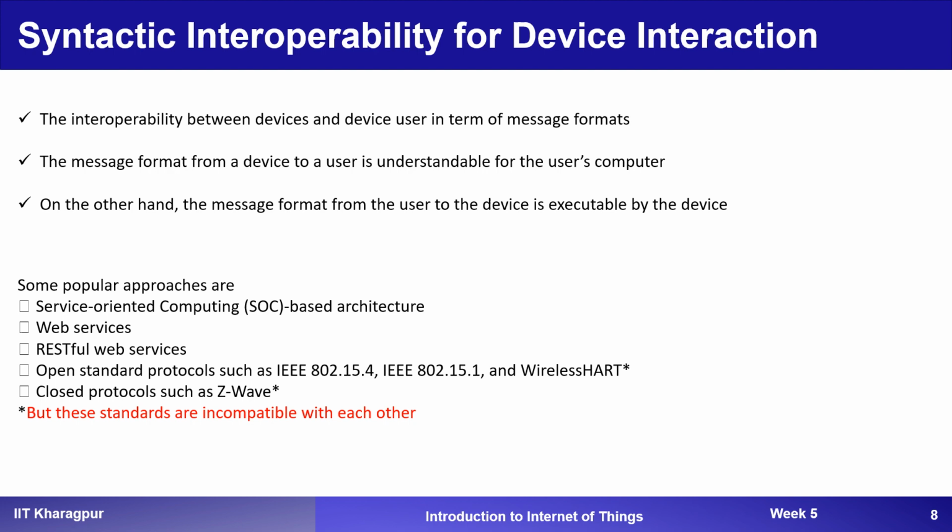So some of the approaches for this are that a service oriented computing based architecture can be followed. Web services are there, then RESTful web services are there, then open standard protocols such as your IEEE 802.15.4, these are the communication protocols that can be used. Then the closed protocols such as your Z-Wave. But the problem is that these are the protocols which are necessary for the communication of two devices or user to the device, but these standards are incompatible with each other. So we need to make a standard with the help of which this interaction can be made possible.